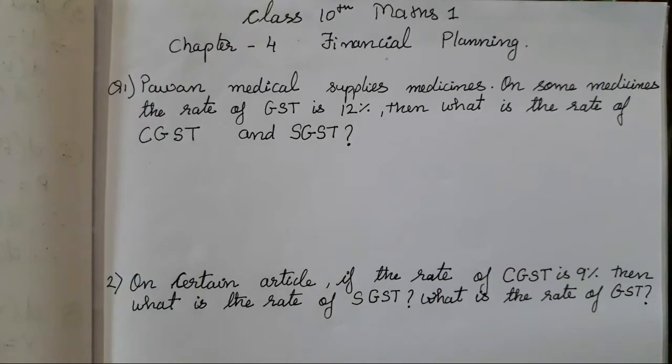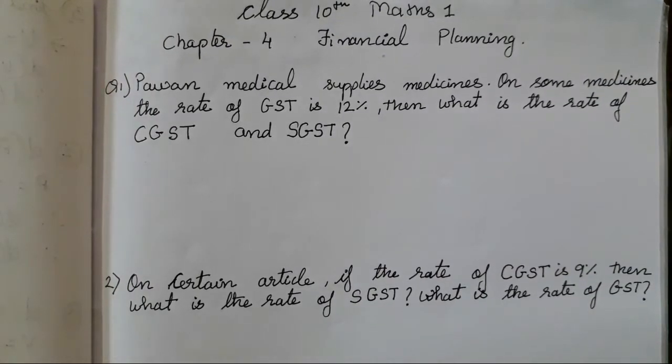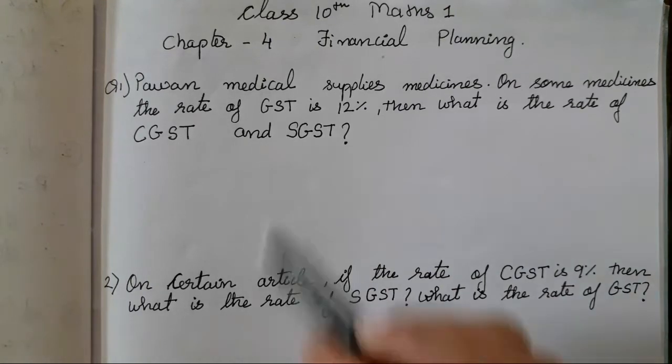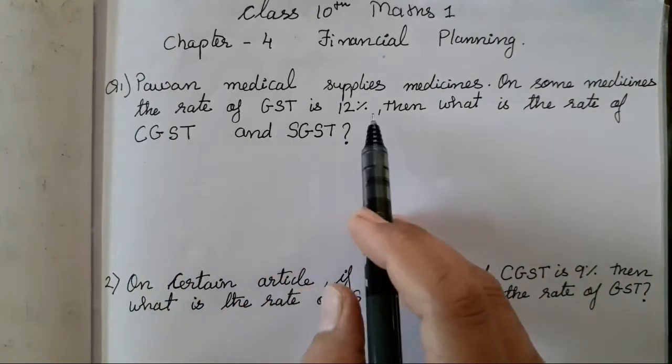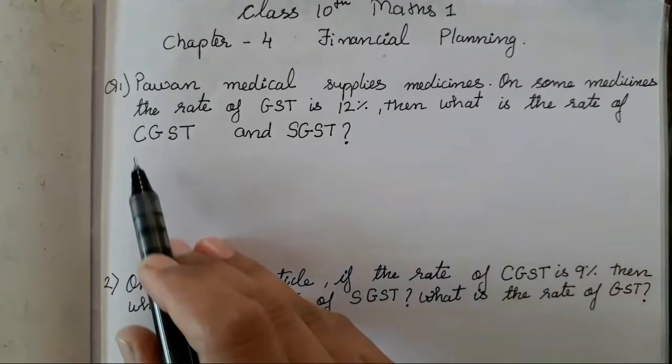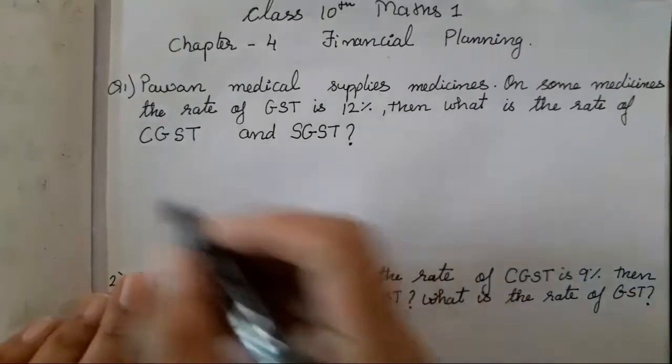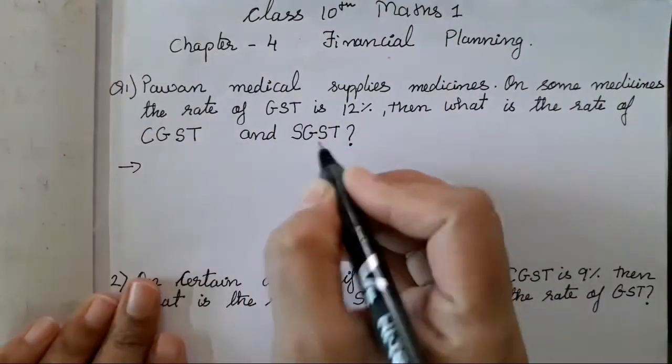Everyone, today we are going to do chapter 4, financial planning, practice set number 4.1. We are going to complete it today. So let's start with the first question. Pawan Medical supplies medicines. On some medicines the rate of GST is 12%, then what is the rate of CGST and SGST? We all are familiar with these abbreviations, children.